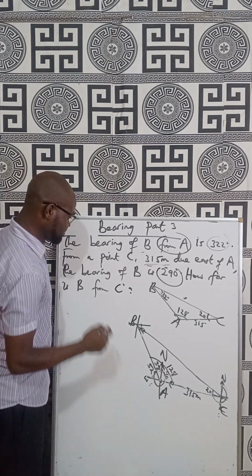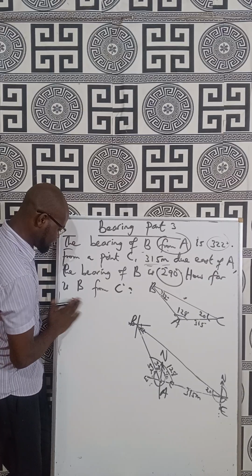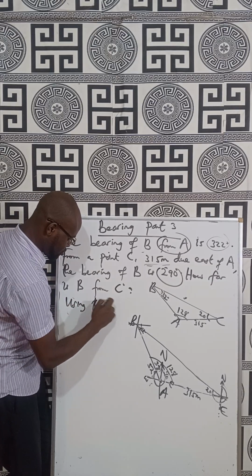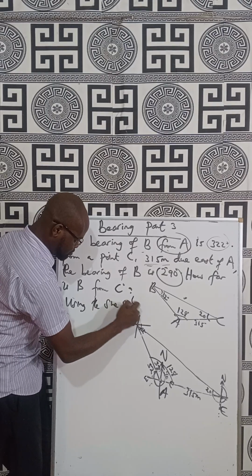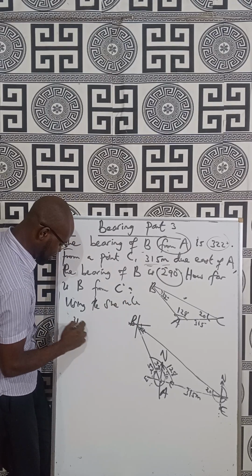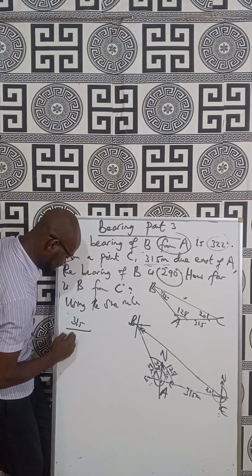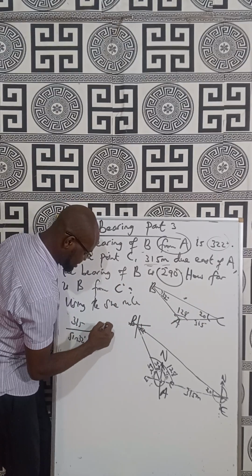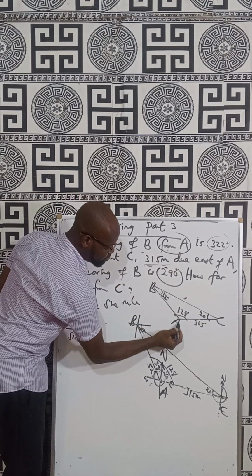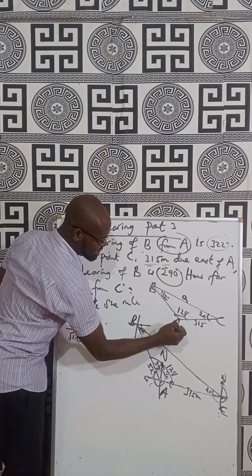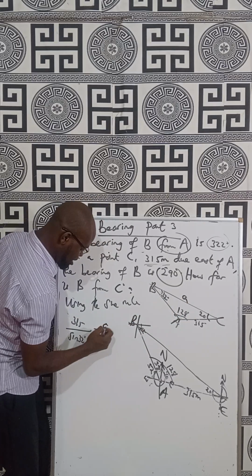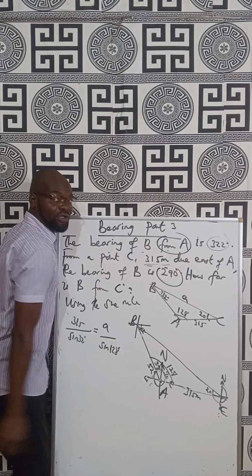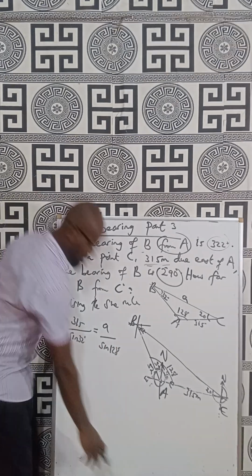So let's do that. Using the sine rule, we have 315 over sine 32 equals BC. Now BC stands for small a, because small a is facing big A. So BC means small a, over sine 128. You can see now.